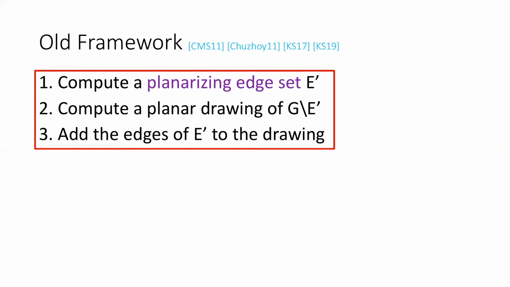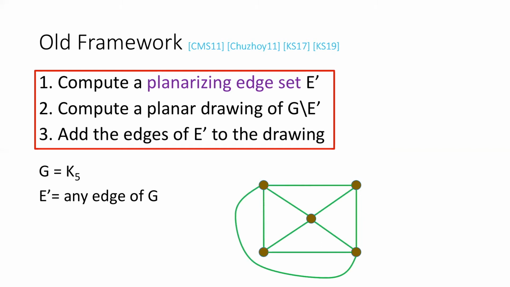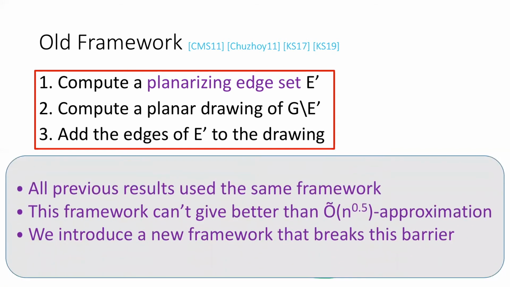So for example, the input graph is K5, the complete graph on 5 vertices. We know that K5 is not planar, but if we remove any edge of it, then we will get a planar graph. So the planarizing edge set can simply be just any edge of the graph. And then we find this drawing of K5 minus 1 edge. And finally, we add the edge back to get a drawing of K5 with only 1 crossing. And again, all previous work with theoretical guarantee uses this framework, including the paper by Chuzhoy, Makarchev, Sidiropoulos, by Chuzhoy, and 2 papers by Kobayashi and Sidiropoulos.